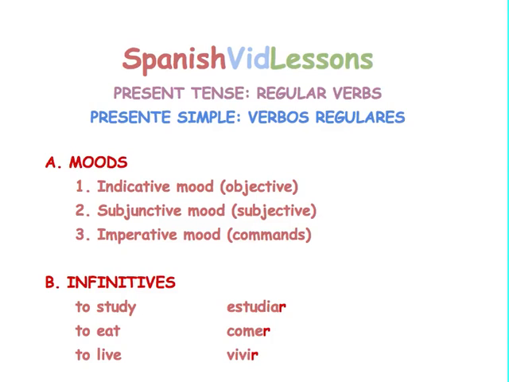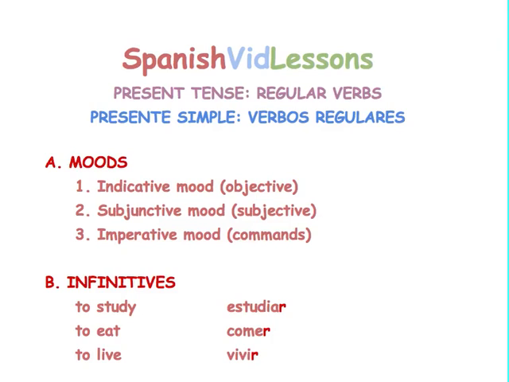Today we're going to practice present tense regular verbs. That would be in Spanish, presente simple, verbos regulares. So in Spanish we have three moods. The first one, indicative mood, objective. The second one, subjunctive mood, subjective. And the third one, imperative mood, commands. So the present tense belongs to indicative mood, objective, like past tense, future tense, or conditional tense. So they are the three moods that we use for verbs in Spanish.